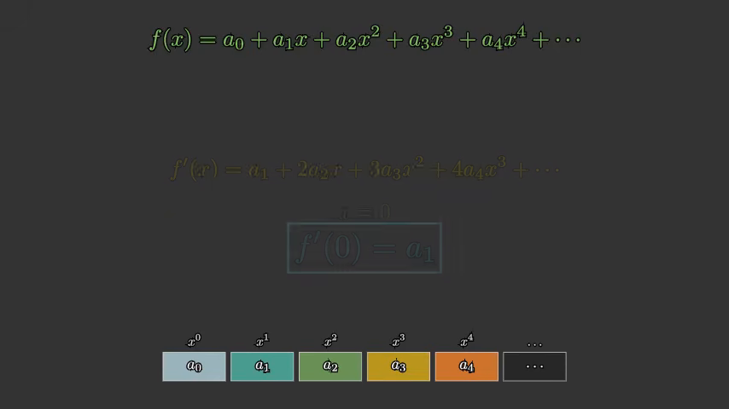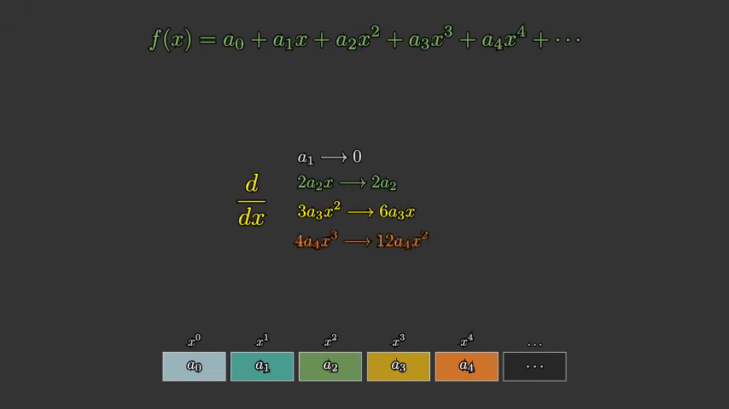Now put x equal to 0 again. Every term that still contains x disappears. Only a sub 1 remains, so f prime of 0 equals a sub 1. That gives the second coefficient.